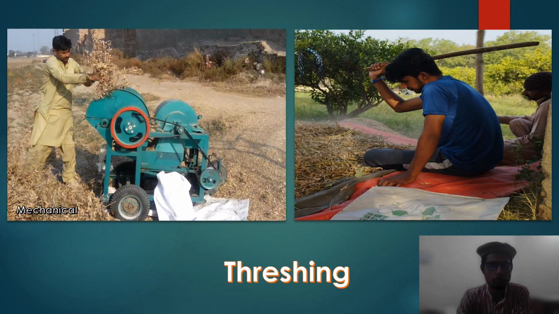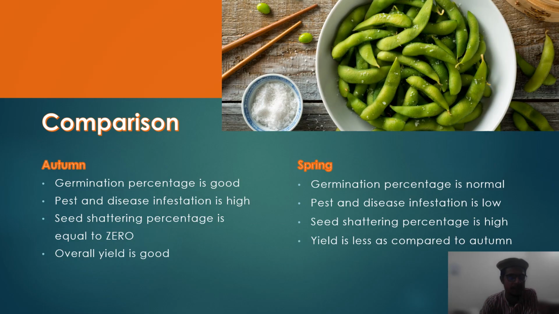So basically we use two threshing mechanisms. The first one is mechanical, this is for the large samples, and the second one is a traditional or hand threshing method, because we work on a small scale or we have small samples. At that time we are evaluating different germplasm. This is for the small samples and this is for large samples, and in coming days a soybean threshing machine will be available for farmers.